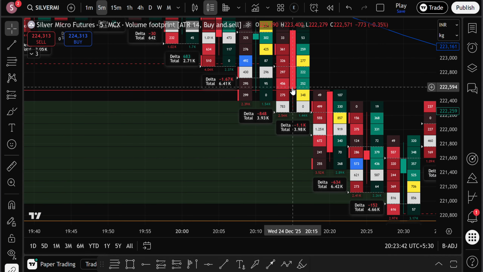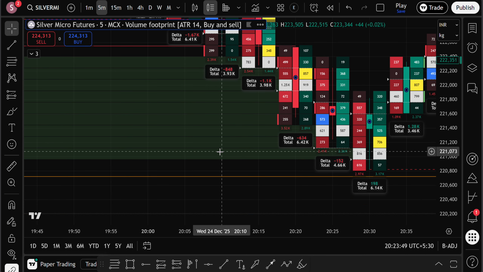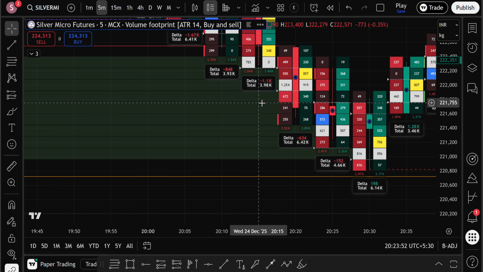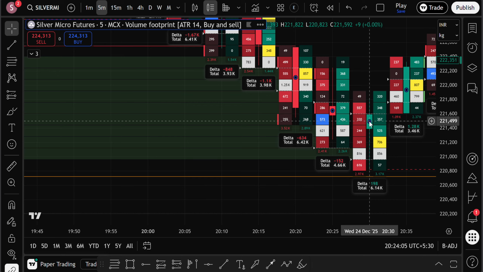So if you enter here 22,594 to 21,694, 21,292, like this. So this is the way you have to analyze. So if you see here, again the deceleration of the aggressiveness, minus 1.1k to 634, 152. Sellers' selling intensity was decreasing, and suddenly the buyer started here, but still the POC has not shifted.